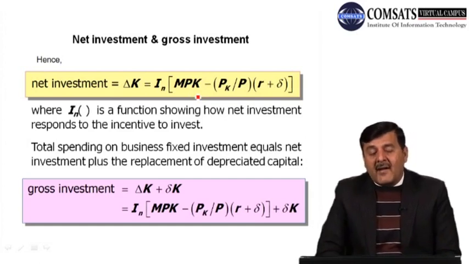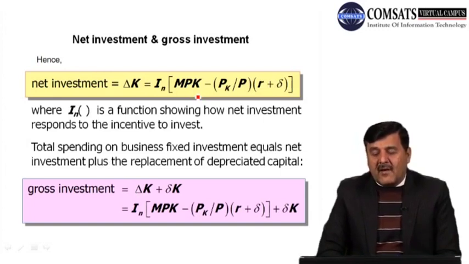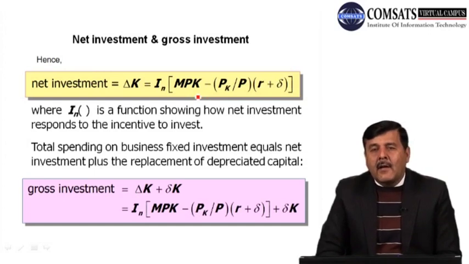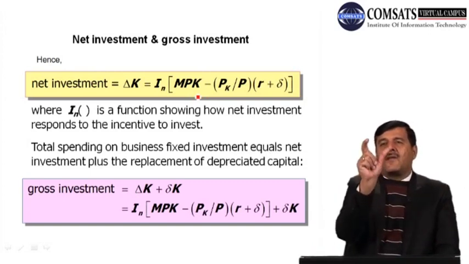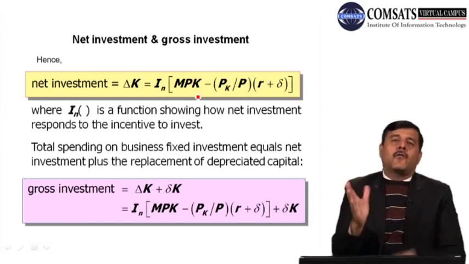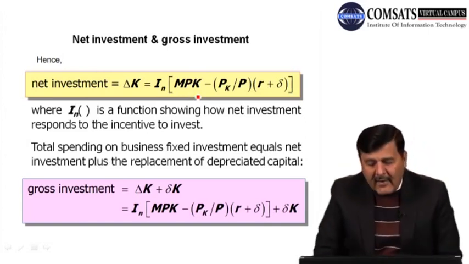Now the total spending on business fixed investment equals the net investment plus the replacement of depreciation, right? So if we add up the depreciation of capital to the net investment, that will give us the gross investment. यानी कि net investment which is IN, उसको आप add कर लें with the depreciation, so you will get the gross investment.